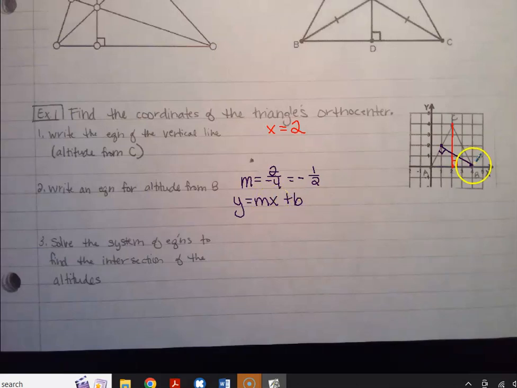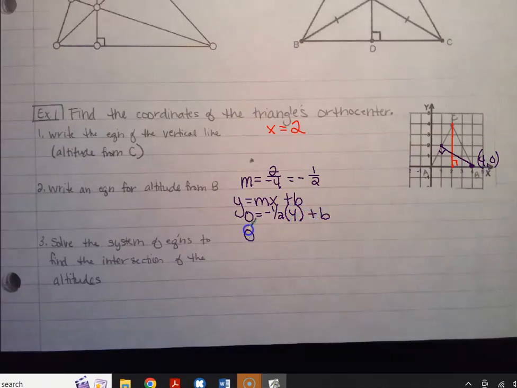So we could take this point, right, which is 4, 0. Okay, and we can plug that in. Remember, we just need the slope and the point, and we can use point slope form, or we can put it in here. So our y is 0. Our slope is negative 1/2. Our x is 4, and then plus b, and we can solve, right?